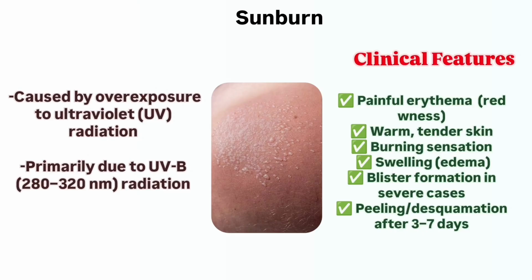So sunburn is caused by overexposure to UV light, primarily UVB radiation, which is in the range of 280 to 320 nanometers. Clinical features of sunburn include painful redness, warm and tender skin, burning sensation, swelling and edema, blister formation, and peeling and desquamation, which often occurs after 3 to 7 days.